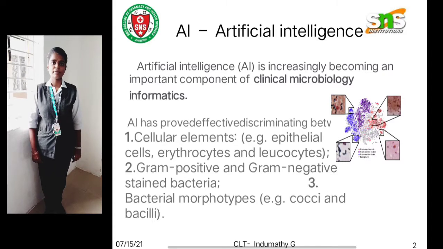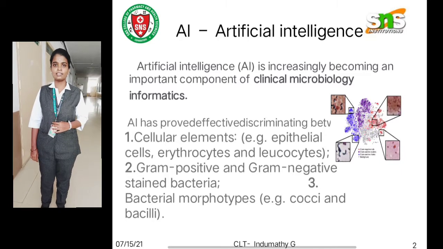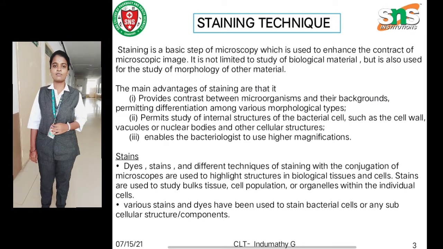Artificial intelligence is becoming an important component of microbiology. It helps in proving the difference between cellular elements, gram-positive and gram-negative bacterial morphotypes. Staining technique is a basic step of microscopy which enhances the context of the microscopic image.